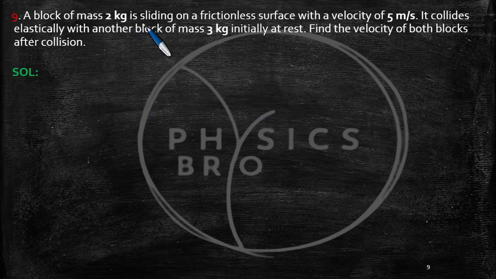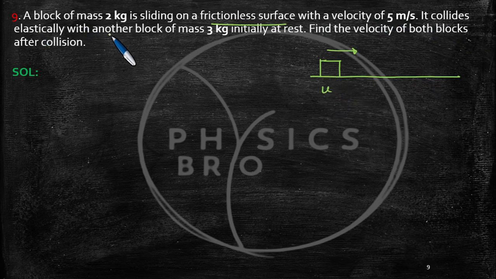A block of mass 2 kilogram is sliding on a frictionless surface with a velocity of 5 meter per second. Let's draw it first. So there is a block and it is sliding on a frictionless surface with a velocity of 5 meter per second. It has some velocity, say u.